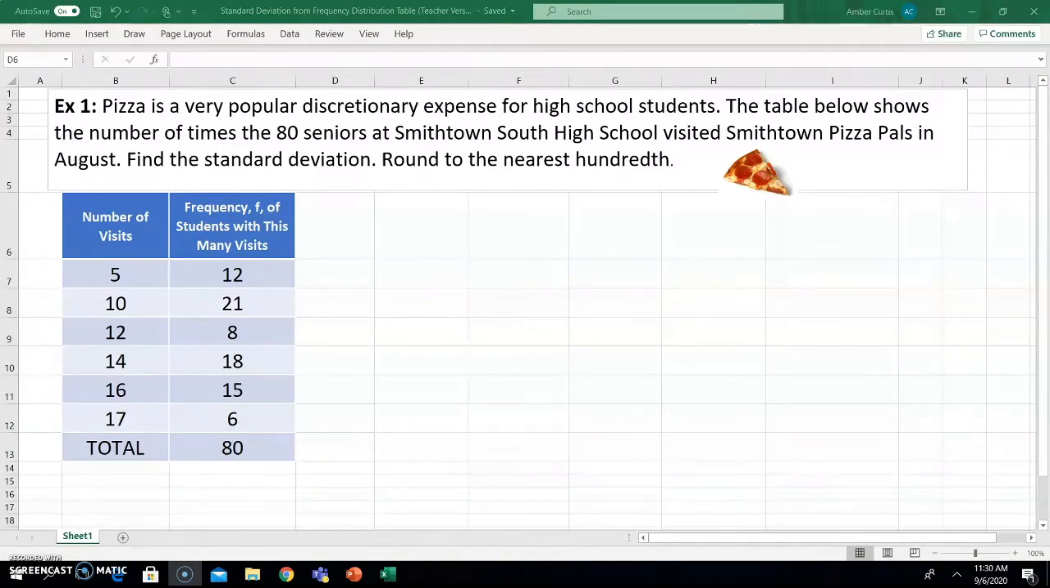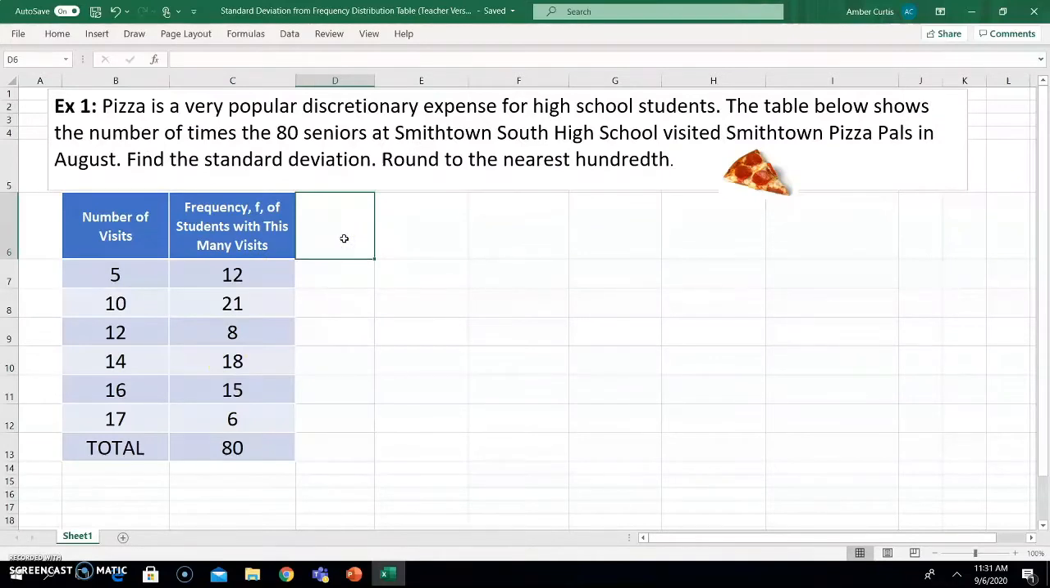Round to the nearest hundredth. All right, so remember the first step in finding the standard deviation is to find the mean. Now what we see here in our data is that this table shows the number of visits and then the frequency, so the number of students that had this number of visits. So for example, in the first row, we could see that 12 students visited just 5 times in August. 21 students made 10 visits. 8 students made 12 visits each, and so on.